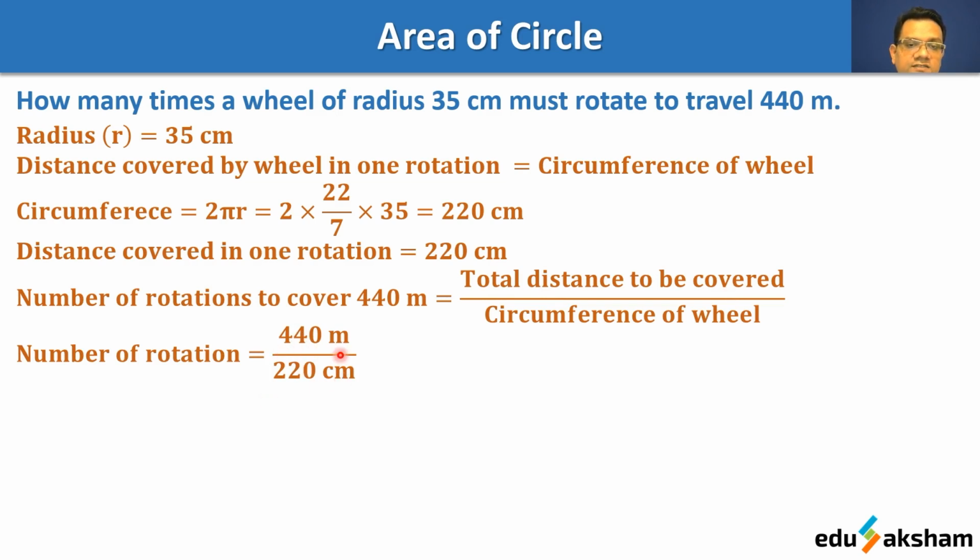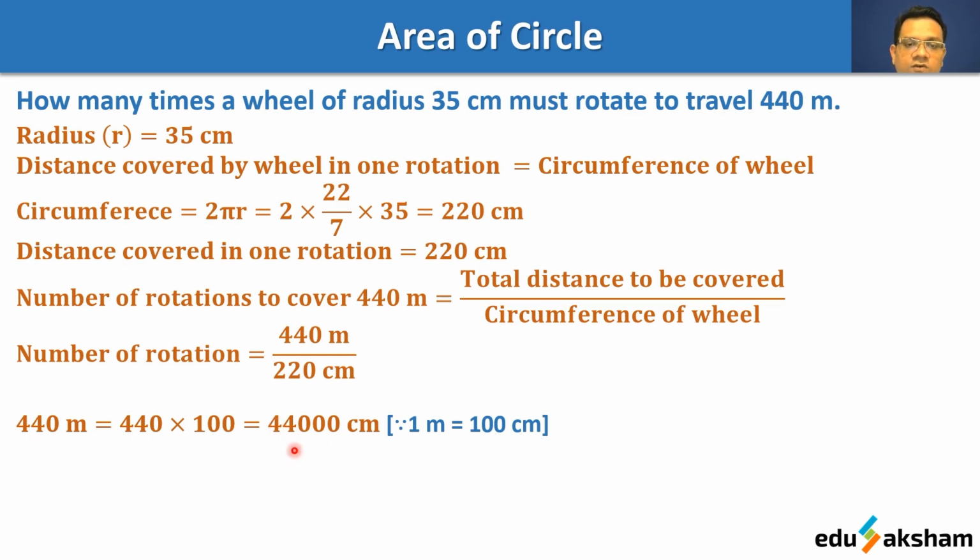Here if you see the difference, 440 is in meter whereas 220 is in centimeter. So we have to convert one of the unit into another, right? So we have to convert meters to centimeter or centimeters to meter. So what do we do? We know 440 meter, we can write it as 440 into 100, because 1 meter is equal to 100 centimeter. So we get 440 meter as 44,000 centimeter.